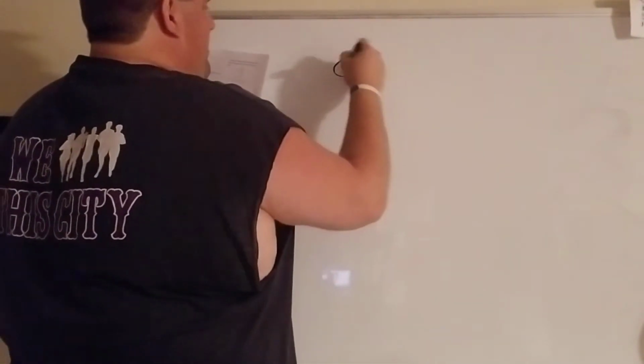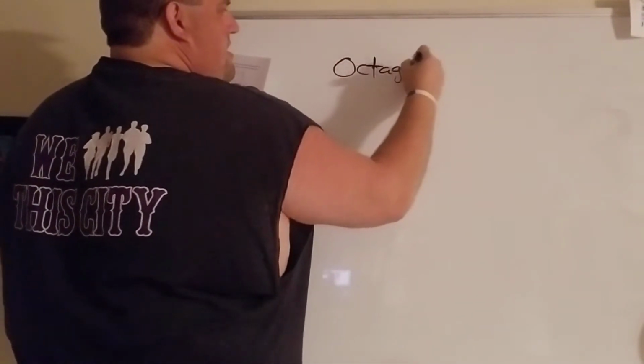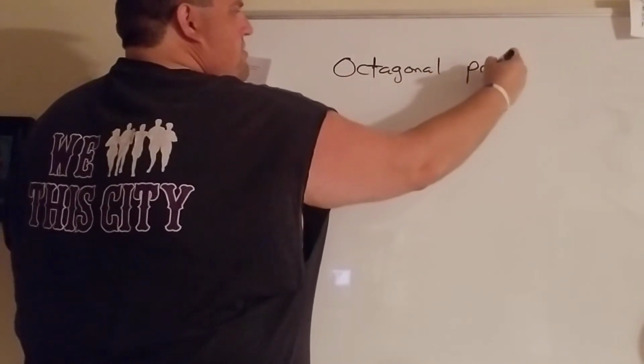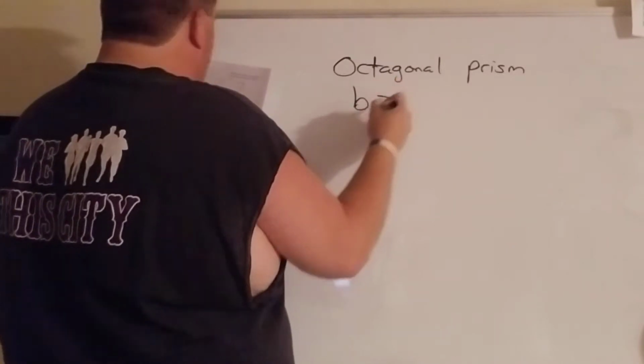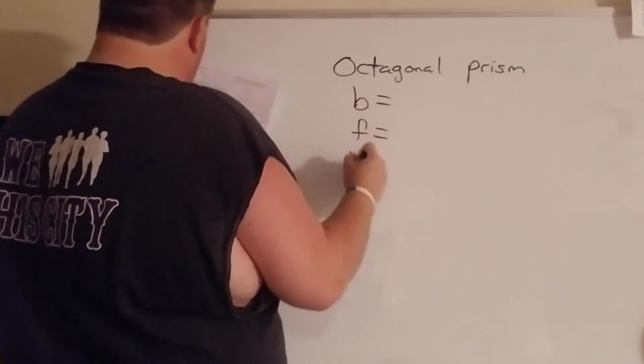So the first one, octagonal prism. So we're talking about faces, bases, edges, vertices. So just to go through this with you guys one more time.